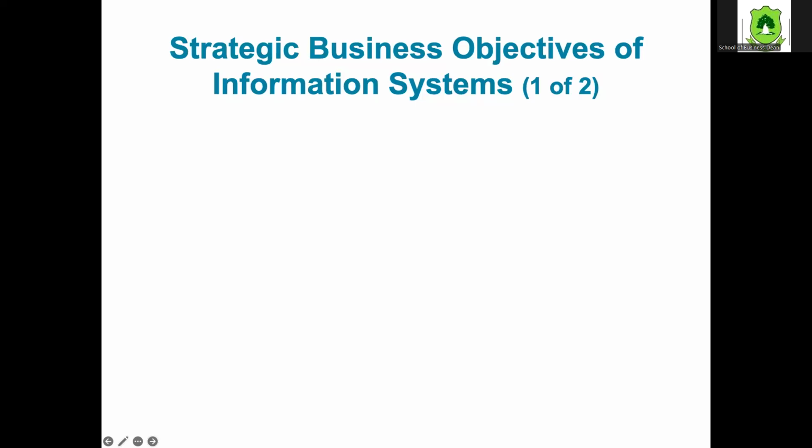So one of the main reasons or strategic objectives of information systems is survival. It's survival. Yes. Look, you'll be surprised for a relative in the village to call you and ask for a smartphone.